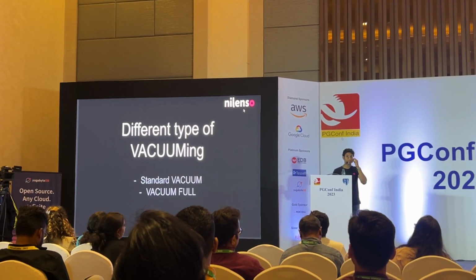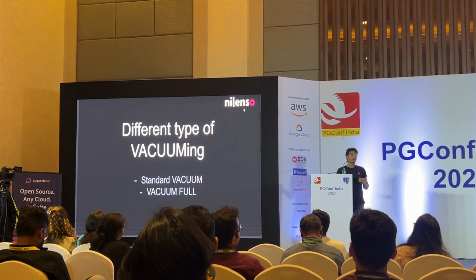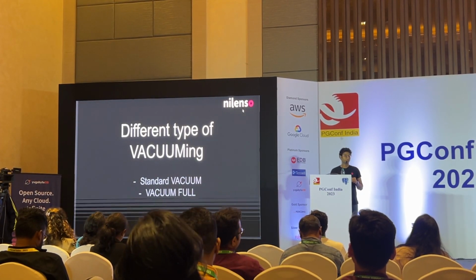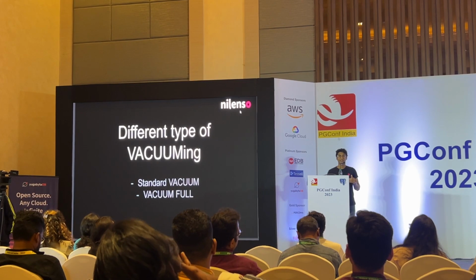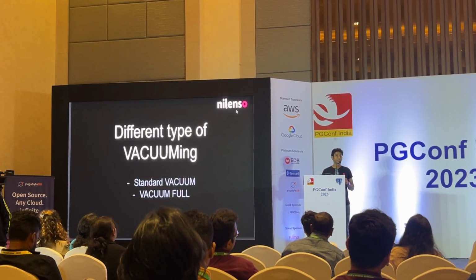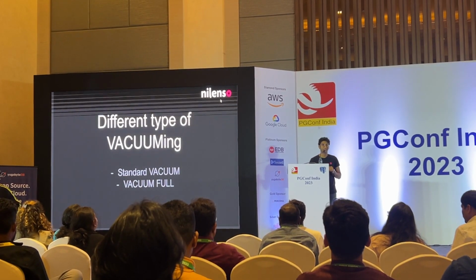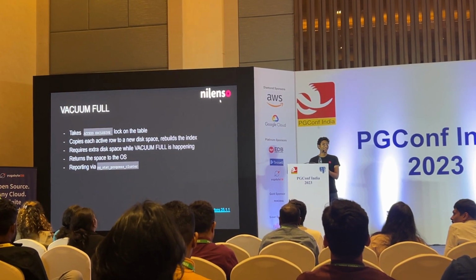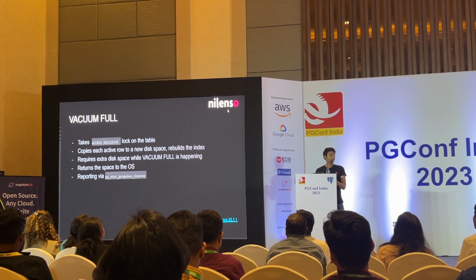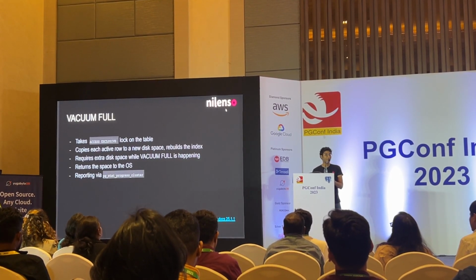Let's talk about the different types of vacuuming. There isn't much to talk about. There are two types of vacuum: the standard vacuum and the vacuum full. A disclaimer: vacuum full is very bad in some cases. Looks like we're talking about the bad thing first.